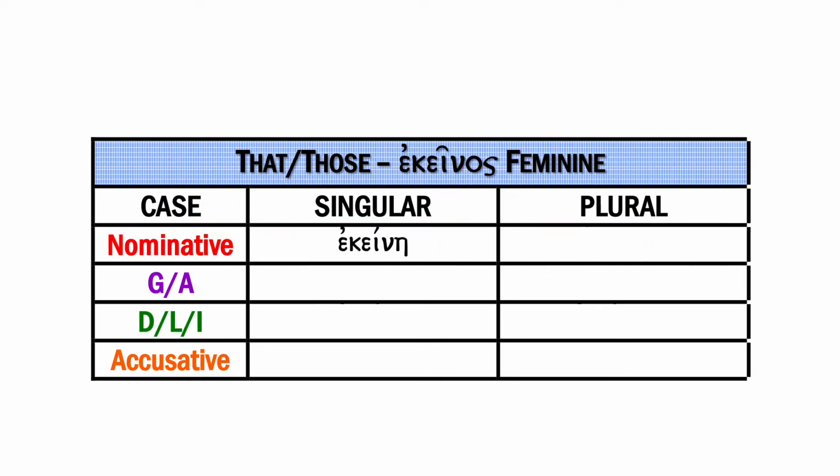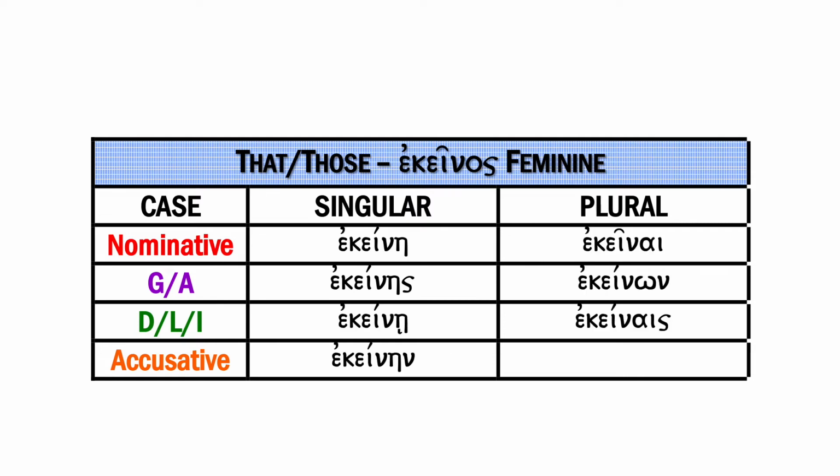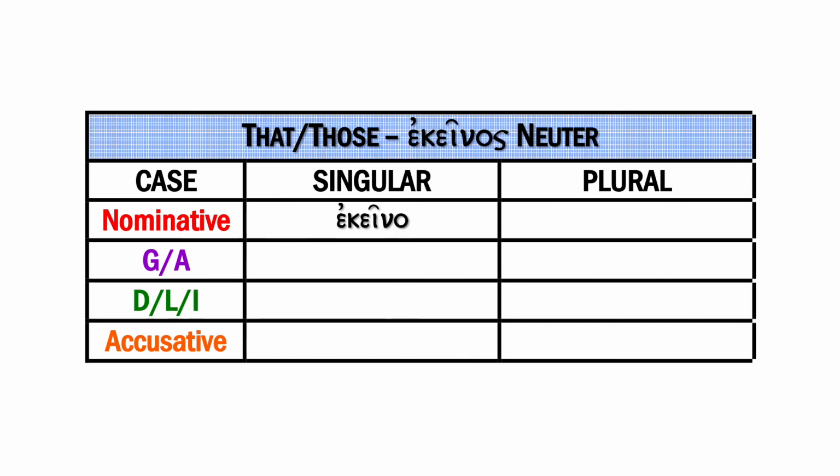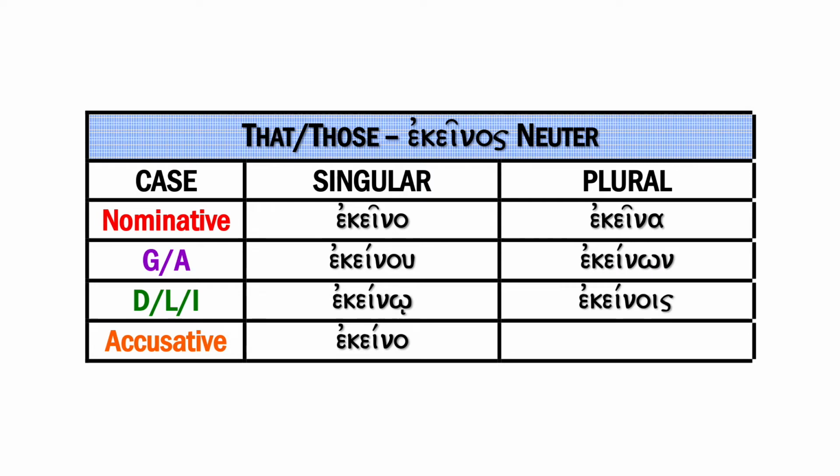And now let's go over the feminine form. Ekaine, ekaines, ekaine, ekainin, ekanai, ekanon, ekanaes, ekanas. And now how about the neuter form? Ekano, ekanu, ekano, ekana, ekana, ekanon, ekanois, ekana.